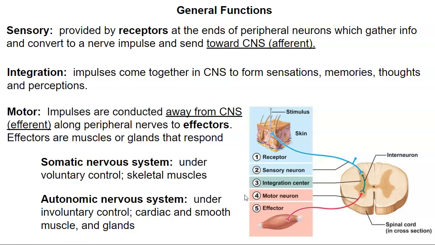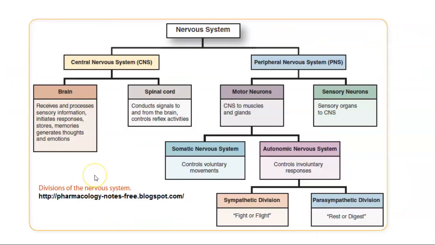Other examples would be if the light switch is turned on and your pupil dilates, that's an autonomic or involuntary response. Or if you're startled and your adrenal gland releases epinephrine or adrenaline, that's something you don't have control over either. So basically, somatic is skeletal muscle, and autonomic is stuff you don't have control over.